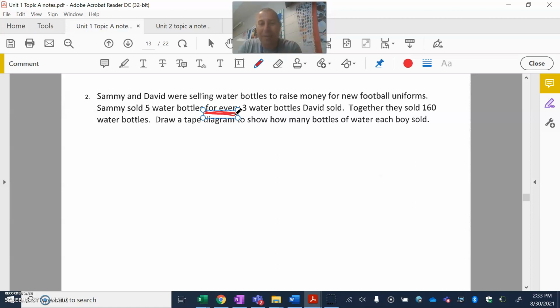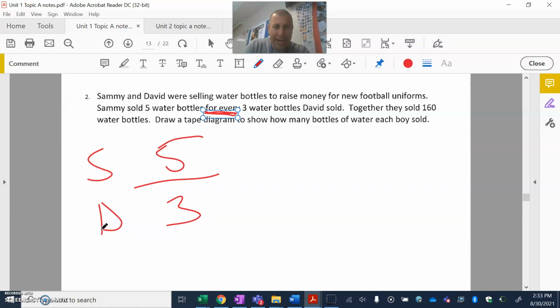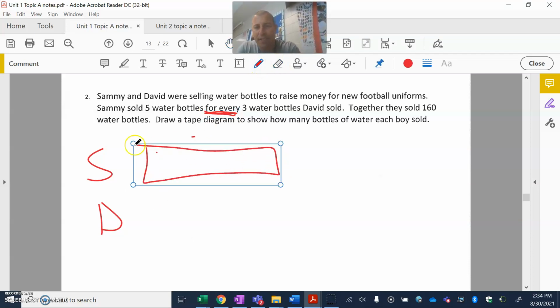So here we go. I'm going to get it down right away. We've got 5. We've got 3. Sammy sold 5. David sold 3. I got so excited I was writing the numbers down, but I wasn't writing the tape diagram down. Well, let me get the boxes down there. 5 boxes: 1, 2, 3, 4, 5. 3 boxes: 1, 2, and 3.